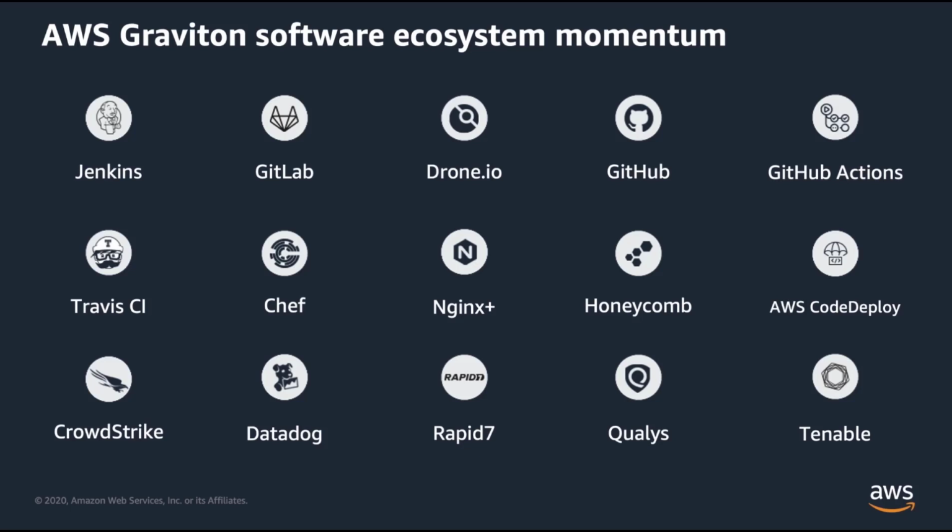On the CI/CD front, Jenkins, GitLab, or GitHub have announced support for Graviton2 based instances. On the security side, people like CrowdStrike have implemented their in-memory vulnerability scanner. But you also have Rapid7. Those guys are selling a network scanner that is able to identify vulnerabilities specific to ARM64 based instances.